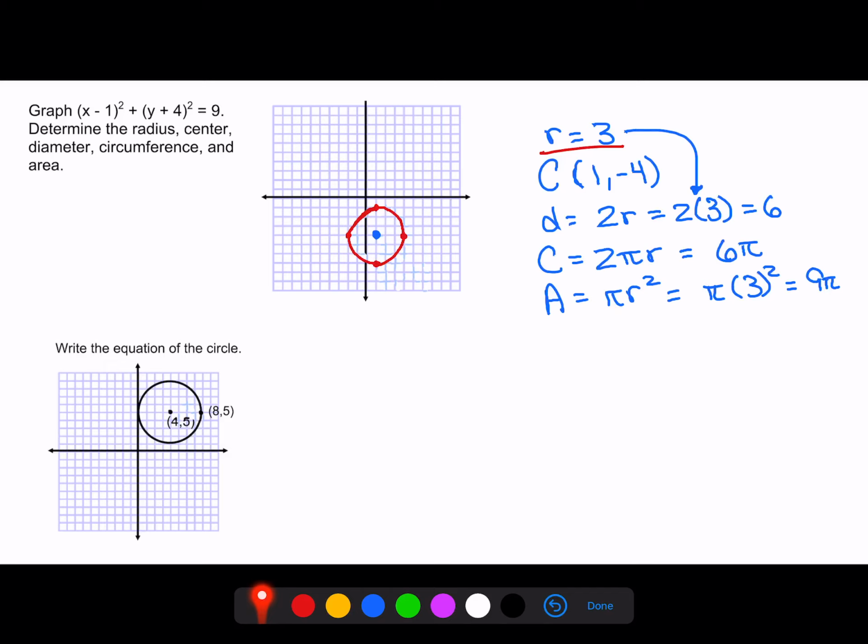Just keep in mind, you should know these equations, 2 pi r and pi r squared. You should know how to find the diameter from the radius. And then everything else is what we just covered in the last slide as well.